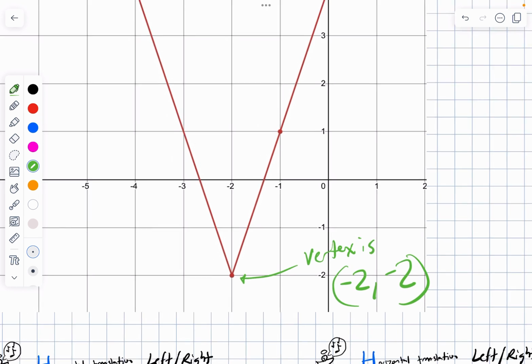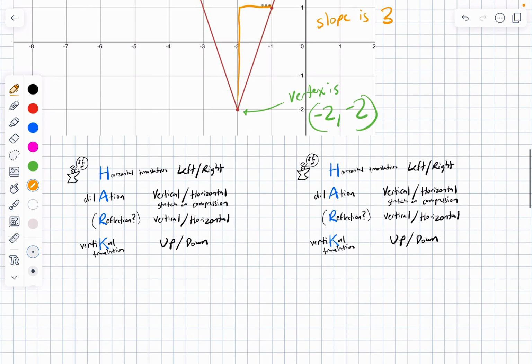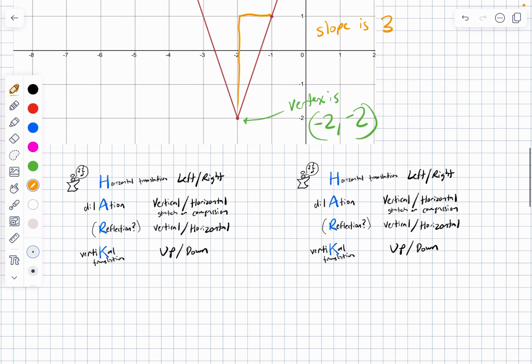I probably should have chosen a different number. That's fine. And then the slope, it's opening up. So we can say it's positive. It's going up 1, 2, 3. Slope is 3. So the slope is 3. I could say it's definitely g of x equals either 3 absolute value x or g of x equals absolute value of 3x.